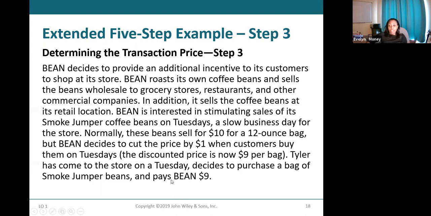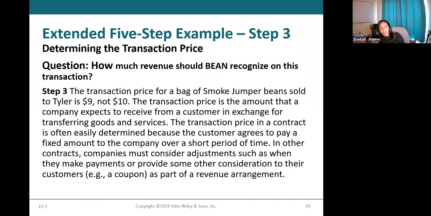The question is, when the customer comes in on Tuesday and buys the beans, how much do we record the sale of those coffee beans for? Do we record it at the 10, because that's what we normally sell it for, or do we record it at the 9? These are some of the issues that come into play when we have to determine the transaction price. Now, the transaction price is typically net of any discount or any coupons or any rebates that we may offer to our customers. So in those situations, we're going to record the transaction price at the 9, not the 10.